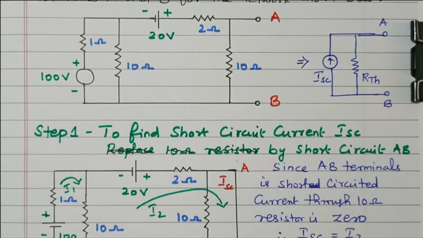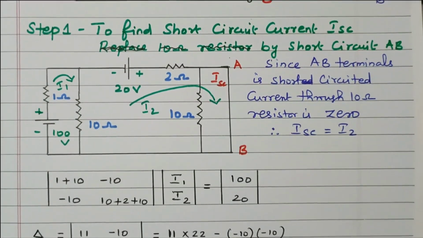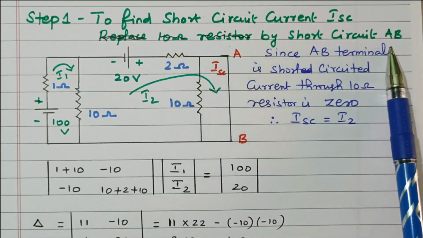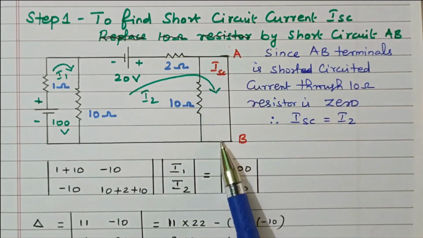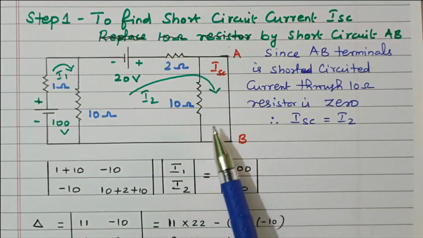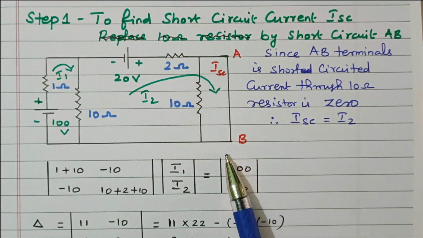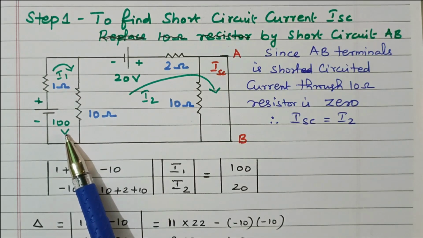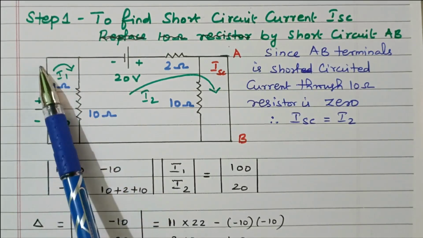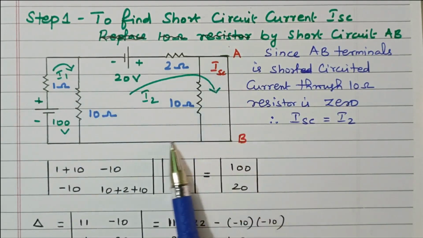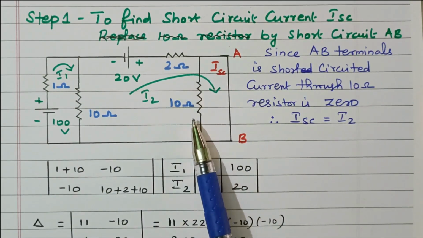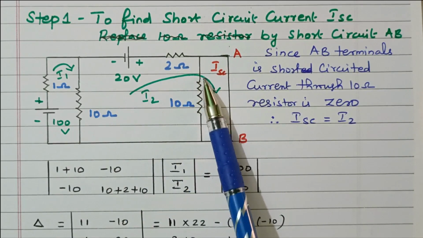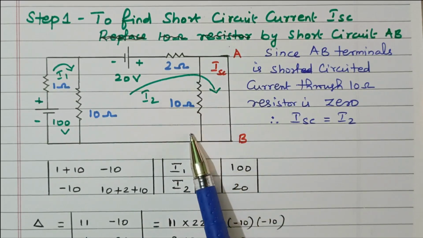Step 1 is finding the current ISC. To find the short circuit current ISC, short circuit the terminal AB. Now we need to find the current flowing through AB. We will use the loop method, Kirchhoff's voltage law. Loop means closed circuit; this is the first loop and this is another closed circuit. The current will not flow through the 10 ohm because the short circuit is available, and current will try to flow through the shortest path, the short circuit path.